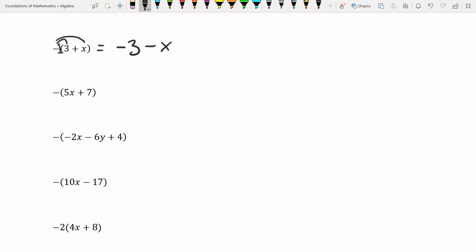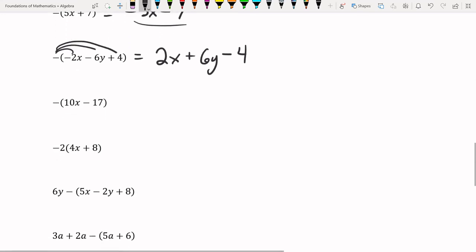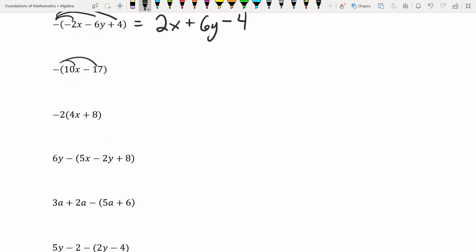Let's keep going. This is completely solved. There's no like terms there. Distribute the negative, we get negative 5x minus 7. This is solved because there's no like terms. In this case, we distribute the negative to three things. We have positive 2x now, positive 6y, and minus 4. And that can't be simplified any further. Distribute the negative here, we get negative 10x plus 17.